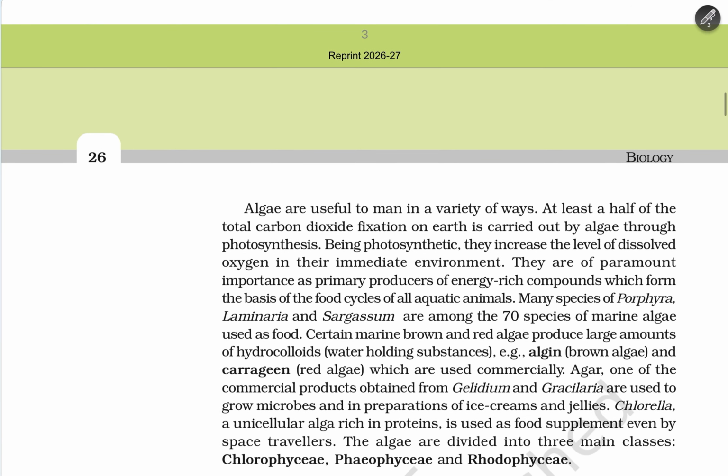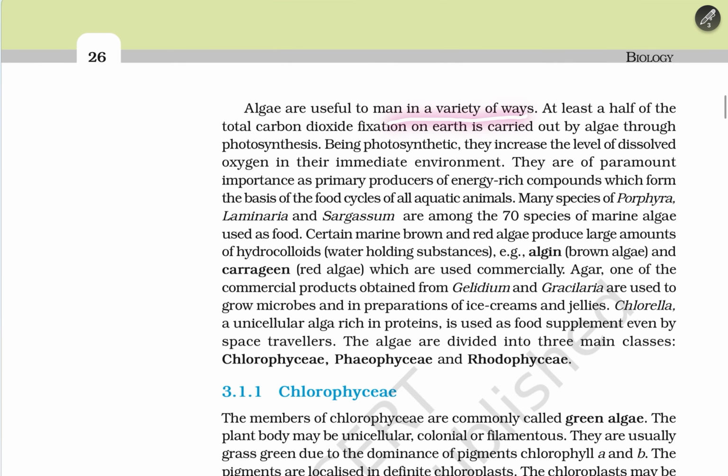Algae are useful to man in a variety of ways. At least half of the total carbon dioxide fixation on earth is carried out by algae through photosynthesis. Being photosynthetic, they increase the level of dissolved oxygen in the immediate environment. They are of paramount importance as primary producers of energy-rich compounds, which form the basis of the food cycles of all aquatic animals. Many species, Porphyra, Laminaria, and Sargassum, are among the 70 species of marine algae used as food.